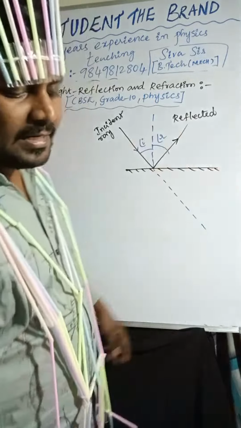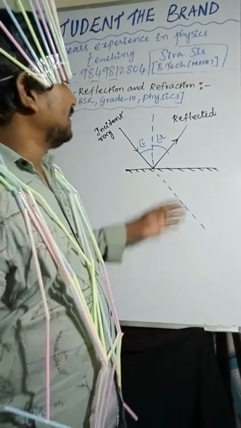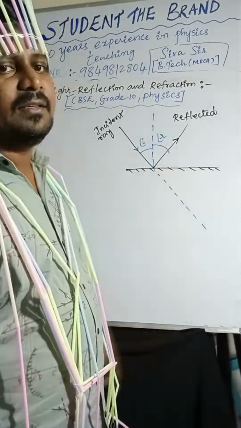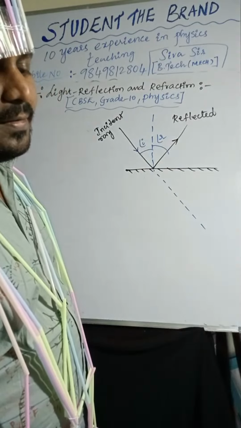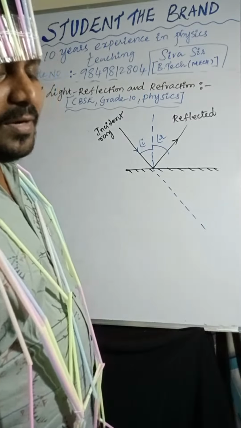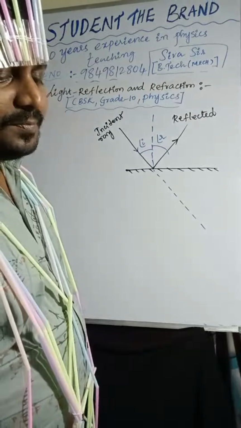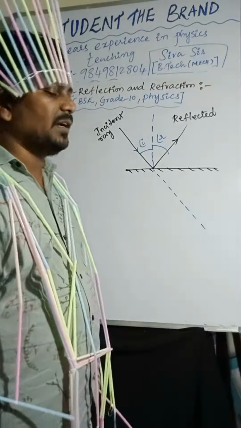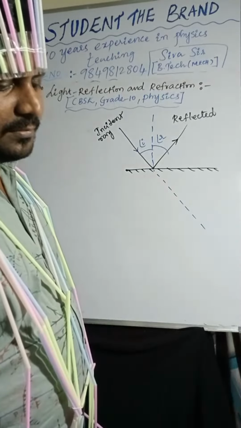So, incident ray, reflected ray, undeviated line. The angle between the incident ray and the normal line is called the angle of incidence. The angle between the reflected ray and the normal line is called the angle of reflection. The angle between the reflected ray and the undeviated line is called the angle of deviation.